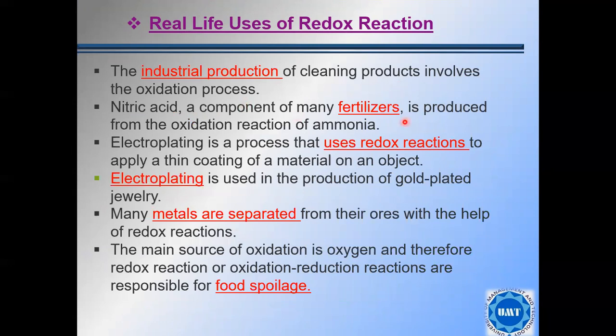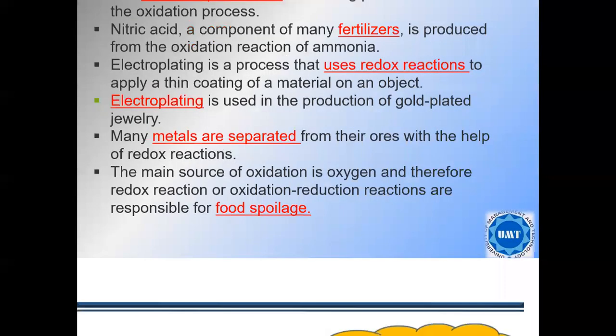Many fertilizers are made through the oxidation reaction of ammonia, and in electroplating, metals are being separated, and food spoilage, which is the main source of oxygen.